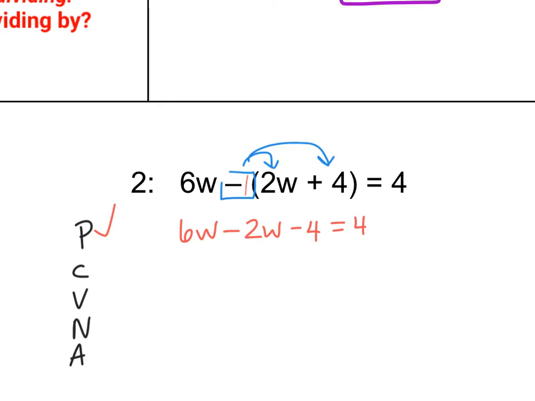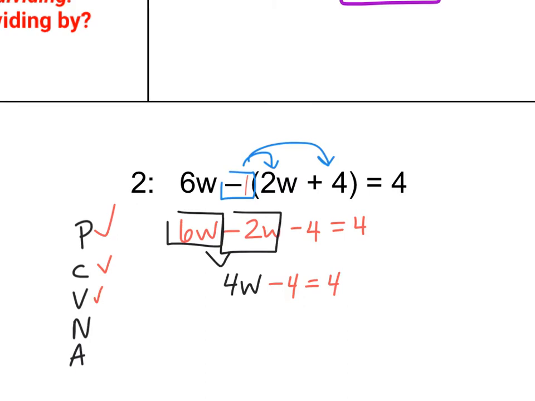Part 2 says, can I combine my like terms? So, can I combine a 6w and a 2w? Yes, I can. 6w minus 2w is 4w. So I have 4w minus 4 equals 4. I combined my like terms. Are all of my variables on the left-hand side of my equal? Yes, they are. All my w's are on the left-hand side.